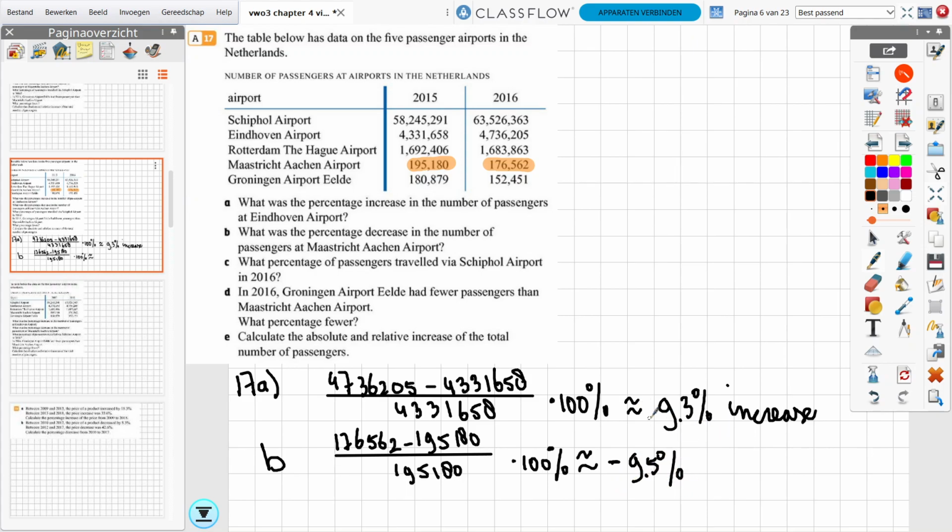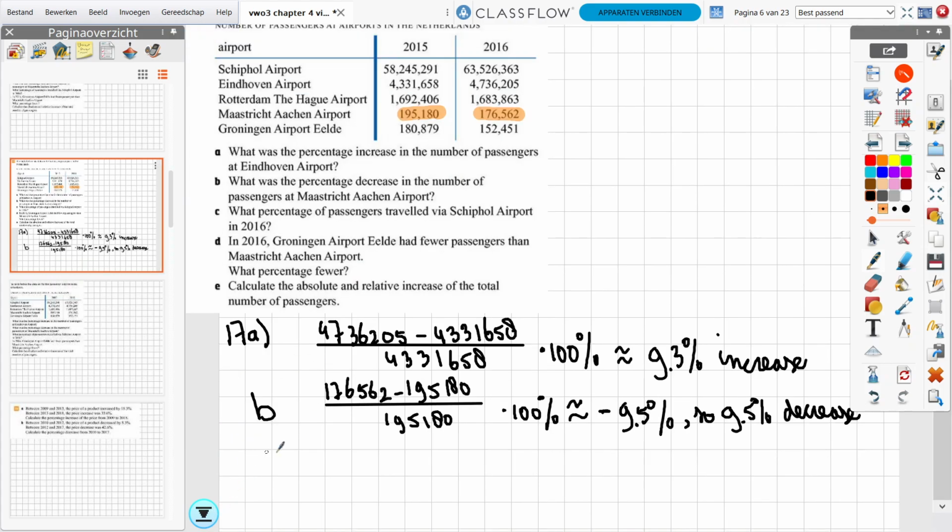But now I want you to conclude, so 9.5% decrease. Please do make this conclusion at the end, that minus 9.5 means a decrease. Don't just leave it at minus 9.5% as your final answer. Okay?